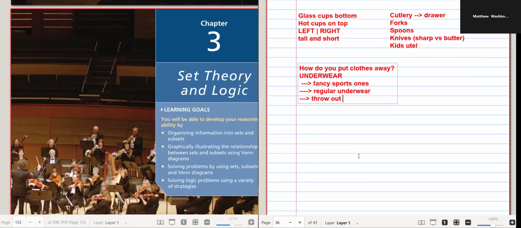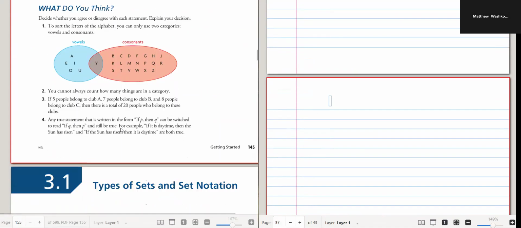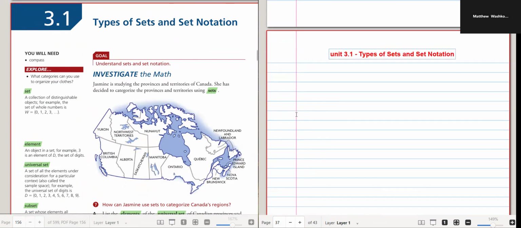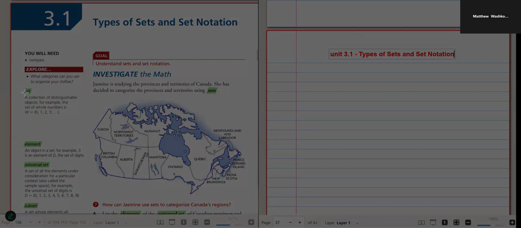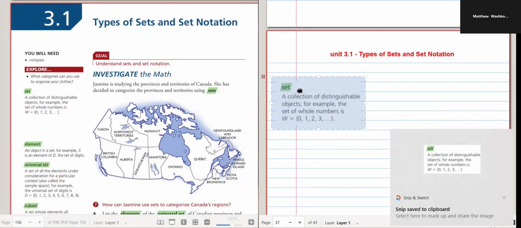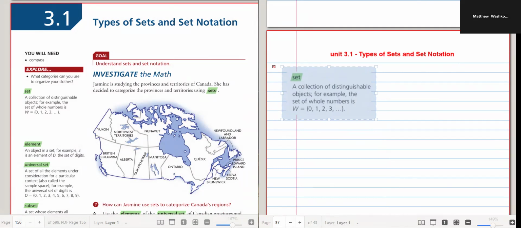So we're going to make ourselves a cheat sheet here. We're going to start off with unit 3.1, types of sets and set notation. Now, there's going to be a lot of definitions here to start out with. The first thing I want to talk about here is a set. So a set is a collection of distinguishable items.